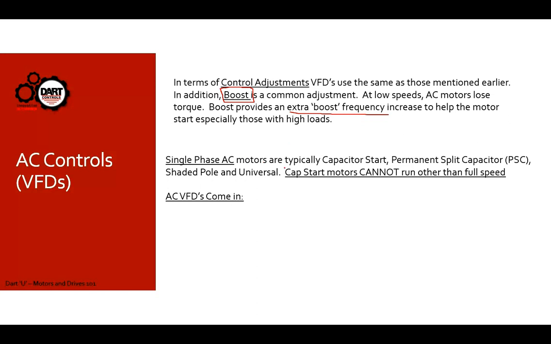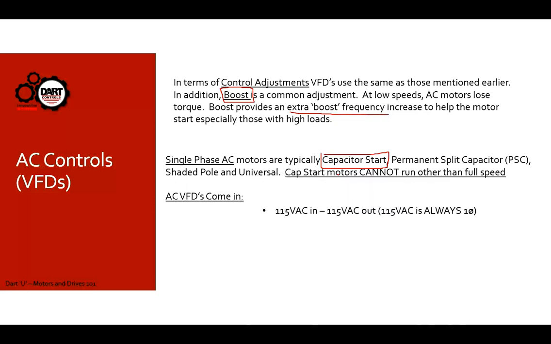So single phase AC motors typically are capacitor start, permanent split capacitor, shaded pole, and universal. Elemental, fundamental thing: cap start motors cannot run at anything other than full speed. The reason is, if you put a variable speed drive, a VFD, a variable voltage supply, whatever it is, on a cap start motor, the minute you start to slow it down, the capacitor will kick in and bump it right back to full speed. I wish I had a nickel for every phone call we got from someone who has a cap start motor that wants to adjust the speed on it. The only solution is to change the motor to a different type.